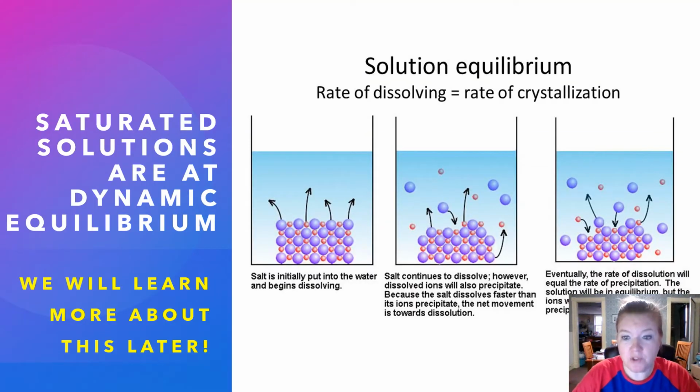Saturated solutions are at dynamic equilibrium. We'll learn more about exactly what that means later, but remember, equilibrium means the rate of the forward reaction and the rate of the reverse reaction are equal. So when we're talking about a solution, we mean the thing is dissolving and then recrystallizing or solidifying. So the rate of it dissolving would be equal to the rate of it solidifying, or recrystallizing.